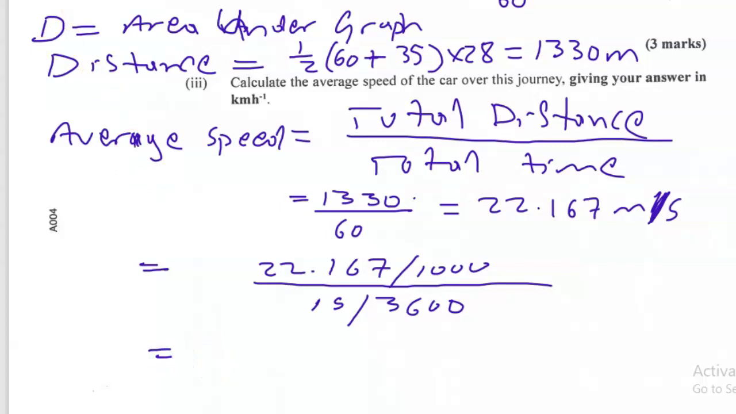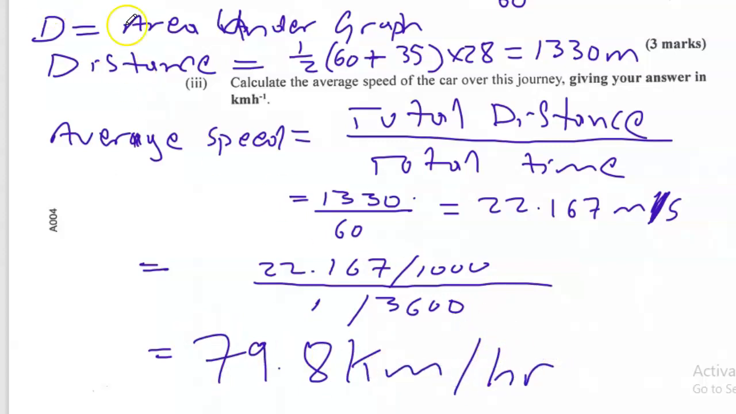so let me do the calculation here. So 22.167 divided by 1,000 equals, and I'm dividing by 1 second. Let me just move it. Divide by 1 over 3600. So converting seconds to hours, it would be times 3600. And we end up with 79.8. So this would be 79.8 kilometers per hour. Let's move on.